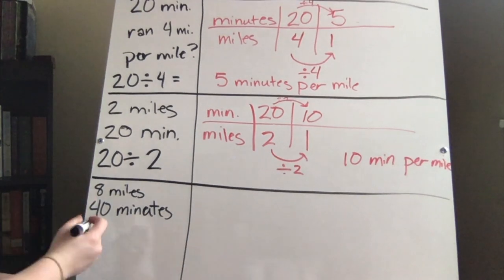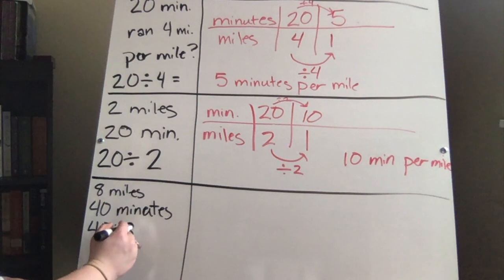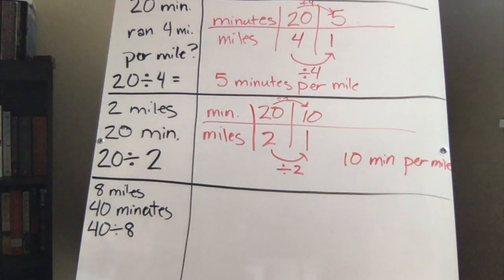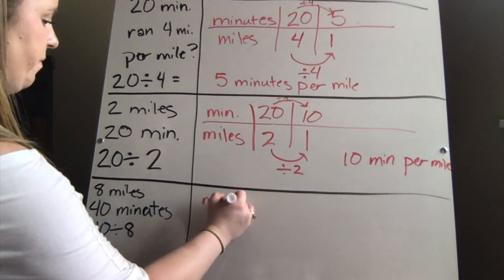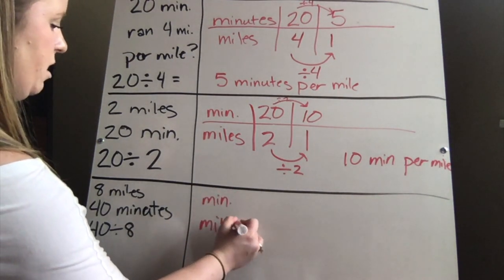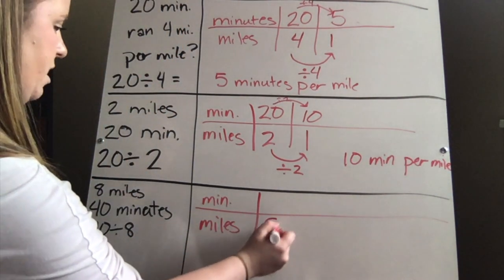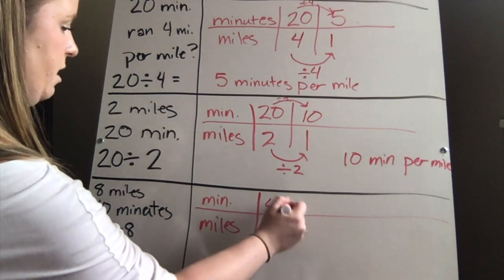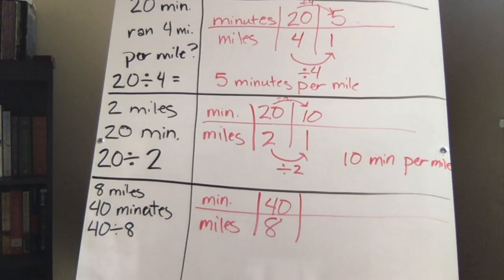So again, I know I'm going to take my 40 minutes and divide it by 8. I'm going to set your ratio table up for you, and then I want you to pause the video. So I have minutes on top, miles on bottom. I'm going to create my ratio table. I have 8 miles. I have 40 minutes. Now go ahead and pause the video and see if you can figure out how many minutes he needed to run to just get 1 mile.